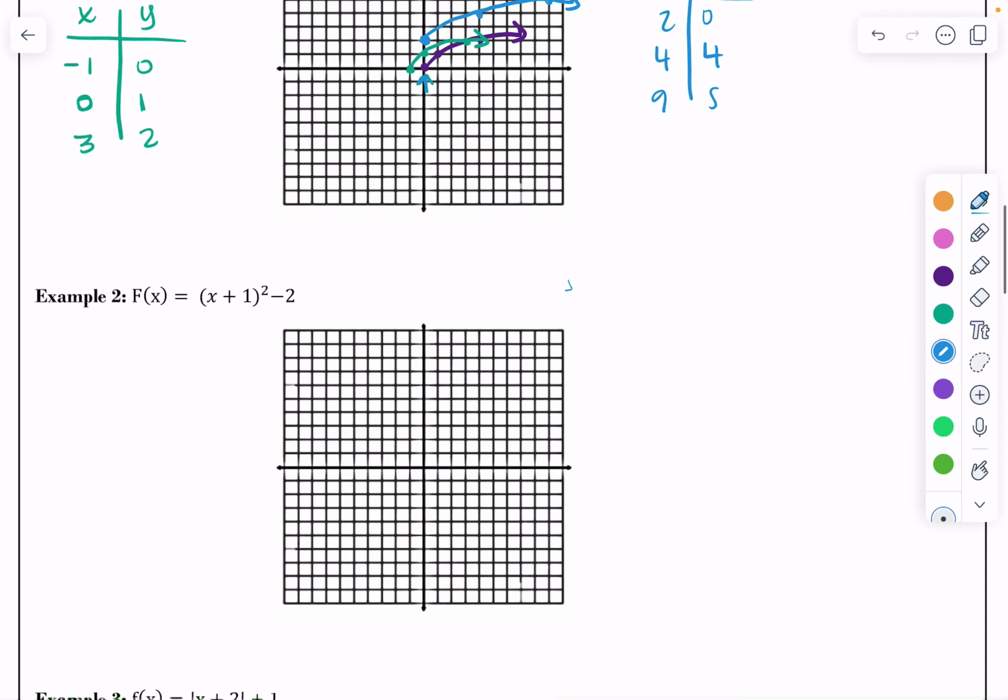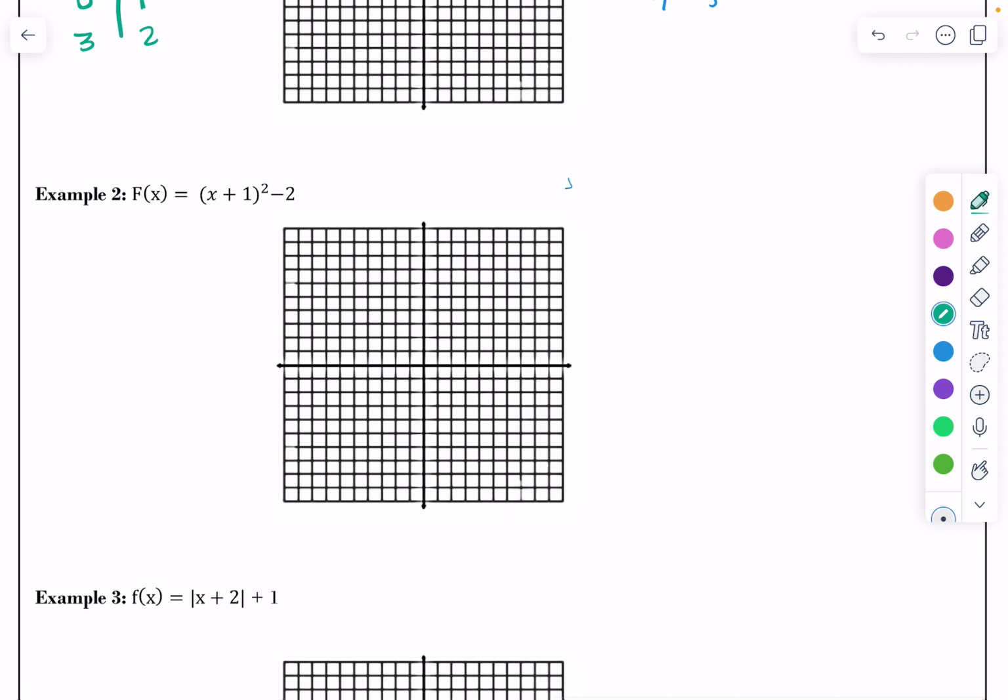All right, so what if we have a combination of transformations? We have the value of 1 and then -2. This is going to have a left 1. This is going to have a down 2. Once I'm here, I'm going to put my vertex. So this is basically the vertex. This is h, this is k. I'm shifting my vertex -1, so left 1, and then down 2.